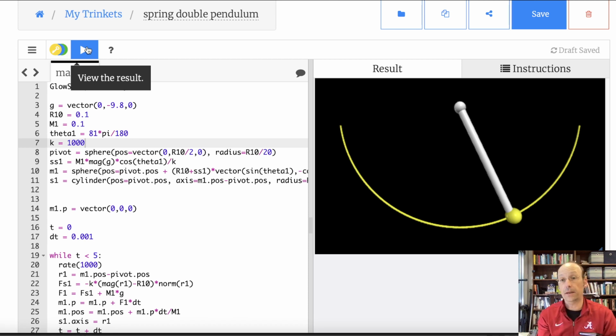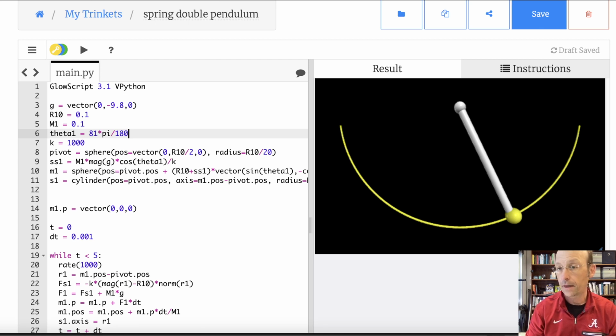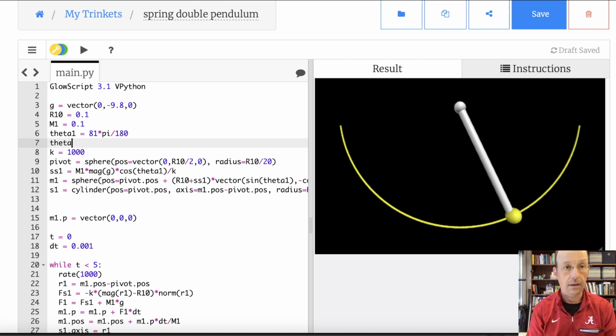We're going to do the exact same thing. We're going to have theta 2, we're going to have mass 2, we're going to have another spring. Really the only difference here is that the second spring is going to be attached to mass 1, not to the pivot point. I think we can just add that in. We don't need to go back to the paper. Let's get theta 2. I'm going to look at my program from last time. I had theta 2 as 75, so I'm going to use that same value. Theta 2 is equal to 75 times pi divided by 180.